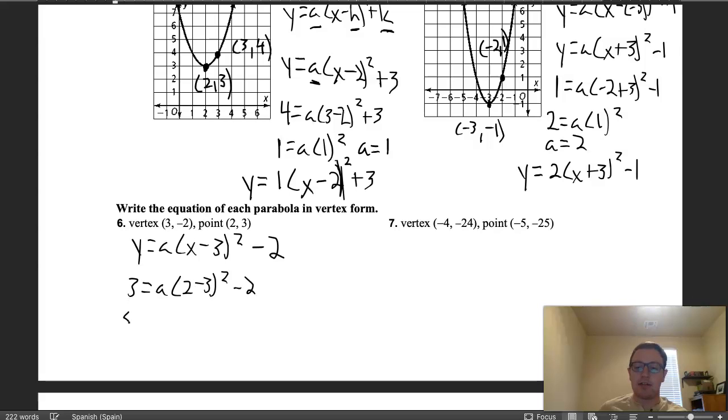So this becomes 3 is equal to a times (2 minus 3) squared minus 2. Move the 2 over, we get 5 is equal to a times (2 minus 3, which is minus 1) squared. And minus 1 times minus 1 is positive 1. So this tells us a is equal to 5, meaning that our equation will be y is equal to 5 times (x minus 3) squared minus 2.